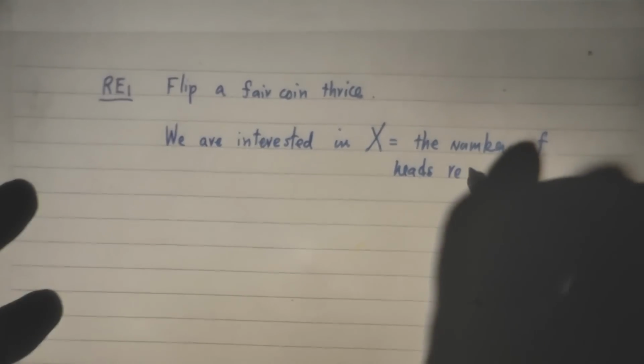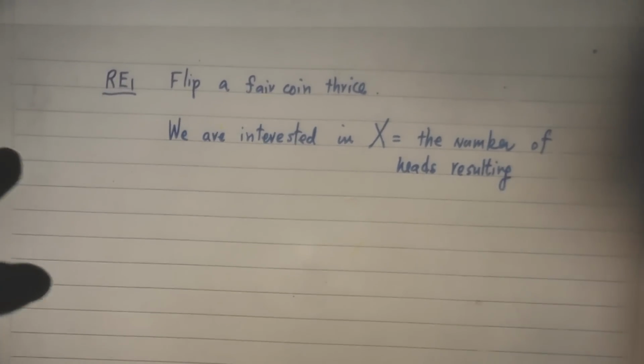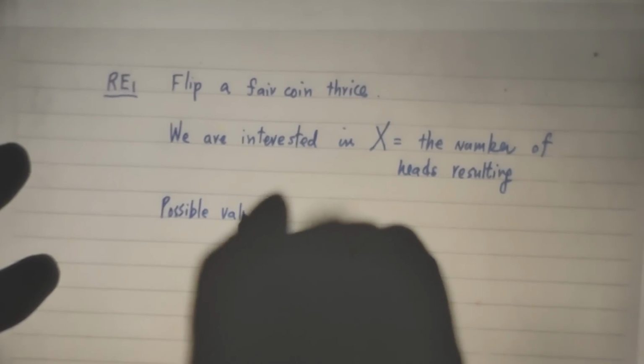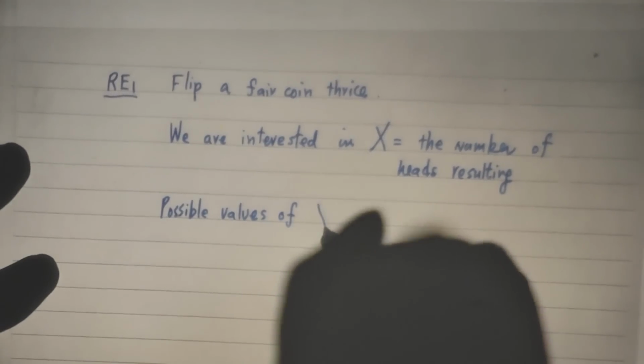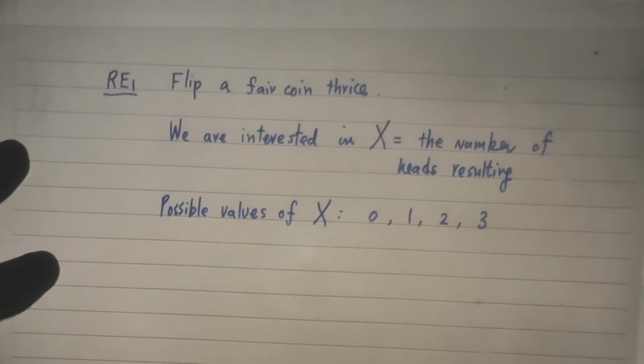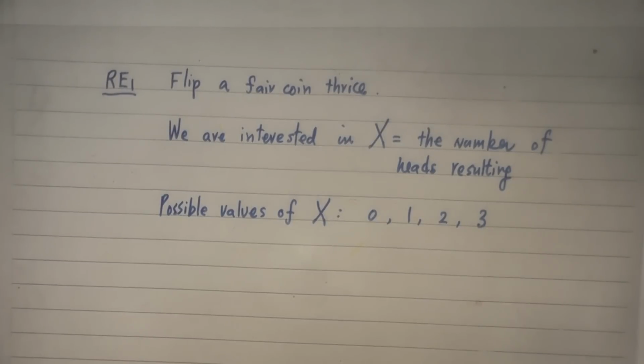And we are interested in X. And what is X? X is a number of heads resulting. Number of the heads resulting, okay? So, what are the possible values of X? Possible values of X are 0, 1, 2, and 3.